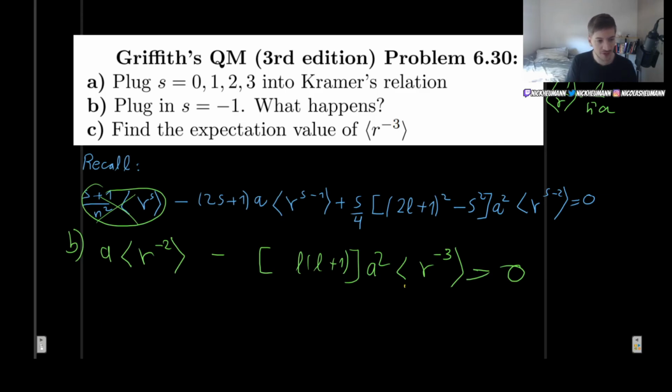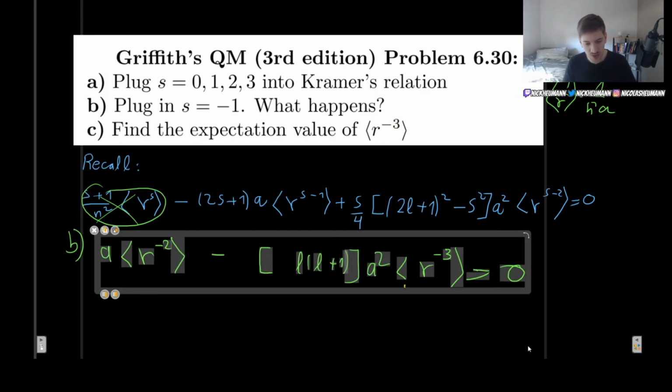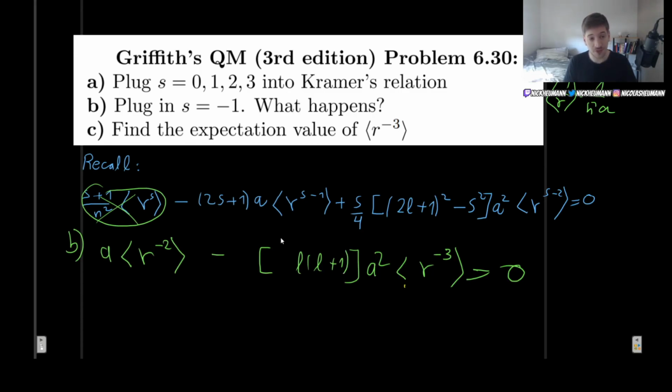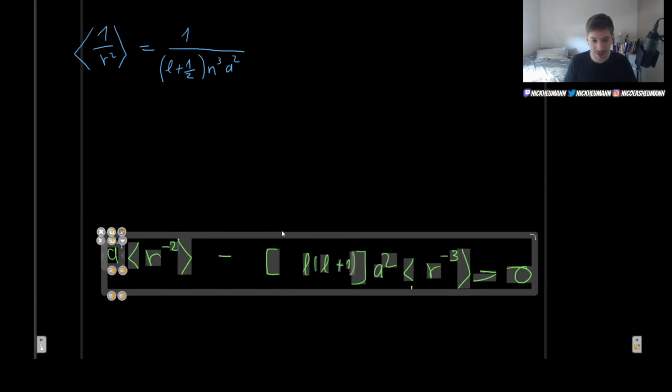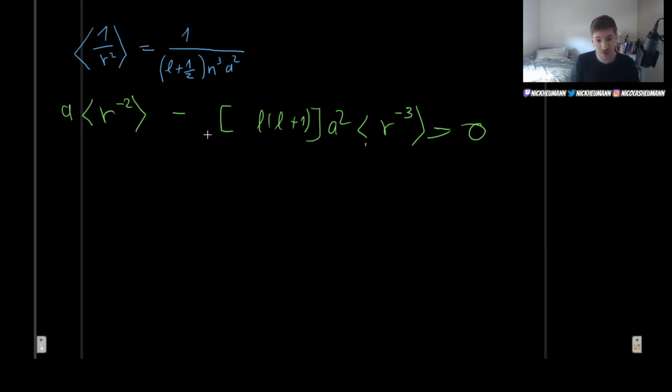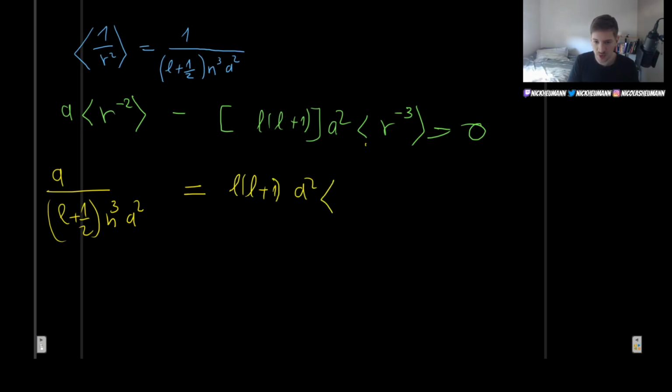Fortunately, we already found it in a previous video when we used the Feynman-Hellmann theorem. There we found the expectation value of r to the minus 2. So we can use it, okay? And it's actually right here. This is what we found previously. So let's just plug it in here. Plugging it in, we get a divided by L plus 1/2 n cubed a squared. This is equal to L plus 1 a squared times the expectation value of r to the minus 3. So we can extremely quickly just find the expectation value.